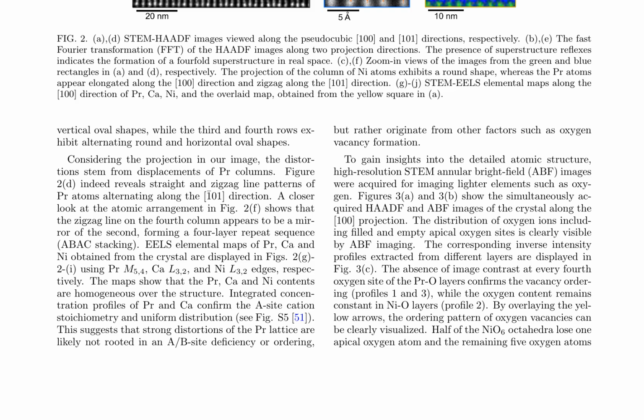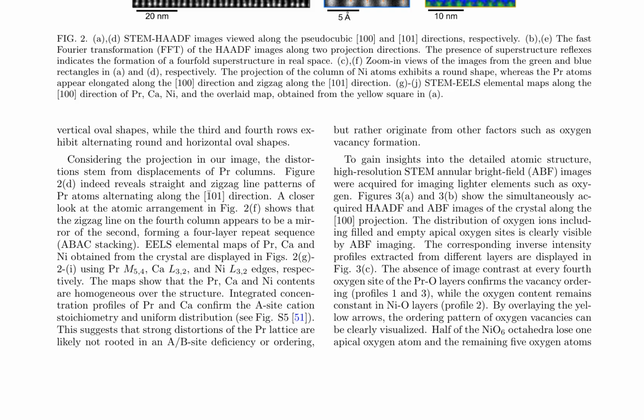By overlaying the yellow arrows, the ordering pattern of oxygen vacancies can be clearly visualized. Half of the NiO6 octahedra lose one apical oxygen atom, and the remaining 5 oxygen atoms are aligned along the 100 direction, forming a fourfold superstructure.